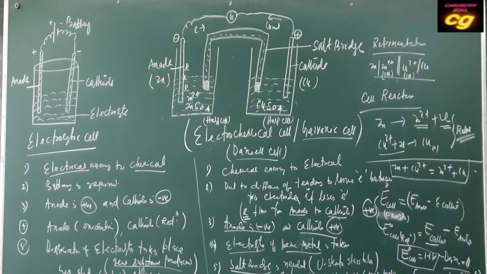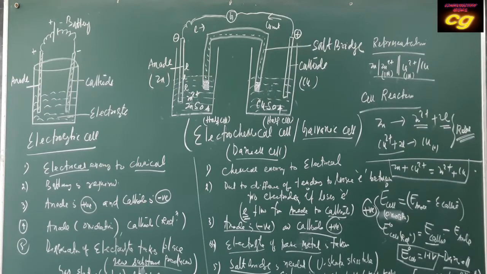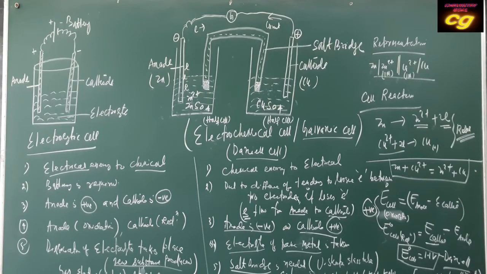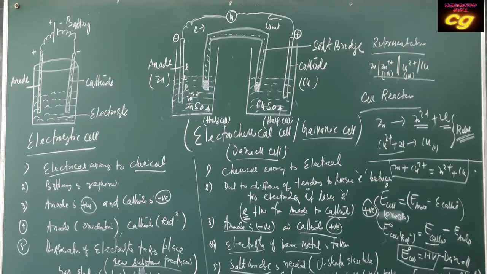It will act as an electrochemical cell, ECC. But if E external is greater than 1.1 volt, then it will reverse. Then it acts as an electrolytic cell. ELC is the short form I have written for electrolytic cell.